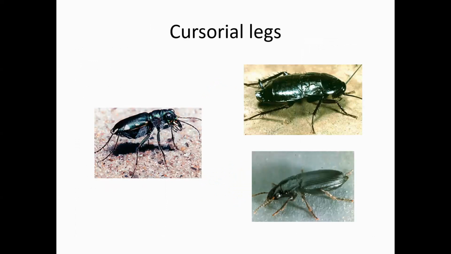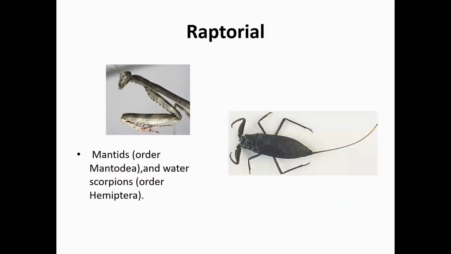You can see the cursorial, running or ambulatory type of legs here in these examples, the ground beetle, cockroaches. Okay, raptorial types, the praying mantids. And it is also observed in case of the water scorpions.